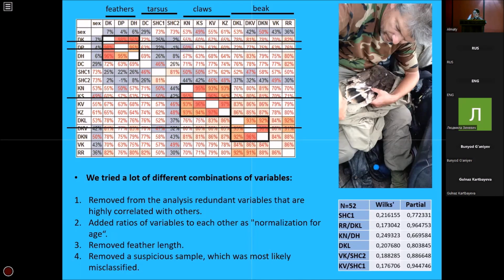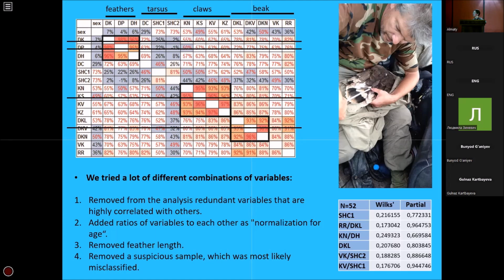And in addition, since we are using nestlings of different ages and different sizes, we decided to apply age normalization. That is to use not only pure measurements, but also ratios of variables. Because most of the variables are correlated, their ratios must be less dependent on age. Therefore, we took the pure measurements, added their ratios to each other, and so we already had 66 variables and repeated our discriminant analysis for all of them.